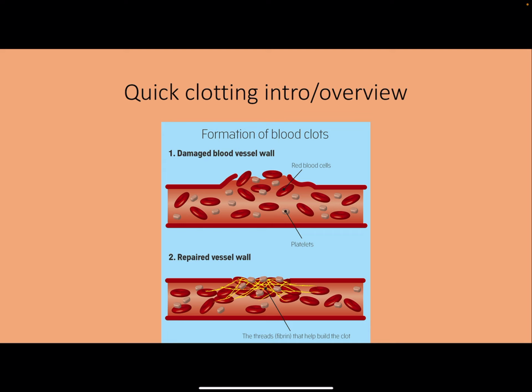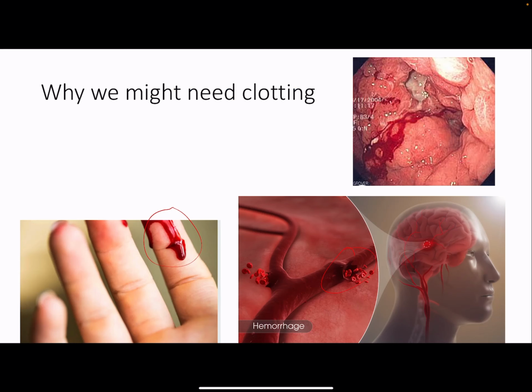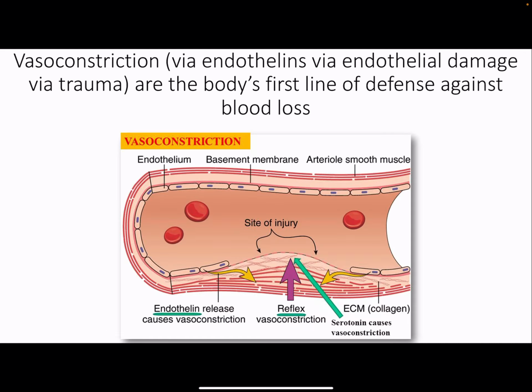So we have a break in the vessel wall. How do we repair it? How do we clot it? Why might we even need clotting? Well, obviously, if you're bleeding in your extremities, or if you have an aneurysm, a break in the vessels in your brain, or you have colorectal cancer and you're bleeding, you want to clot this. You want to preserve precious resources, prevent infections. Clotting is useful for a million different things.